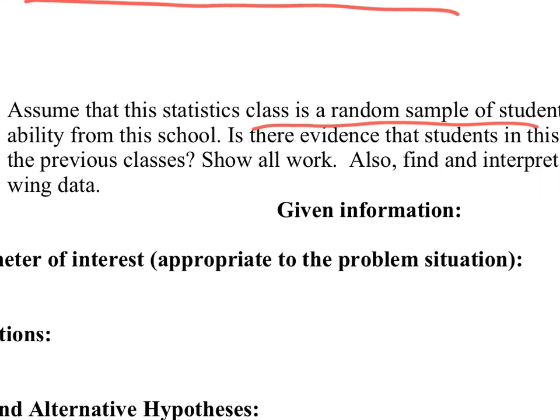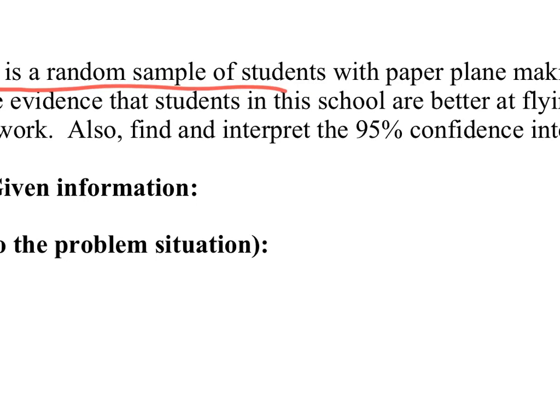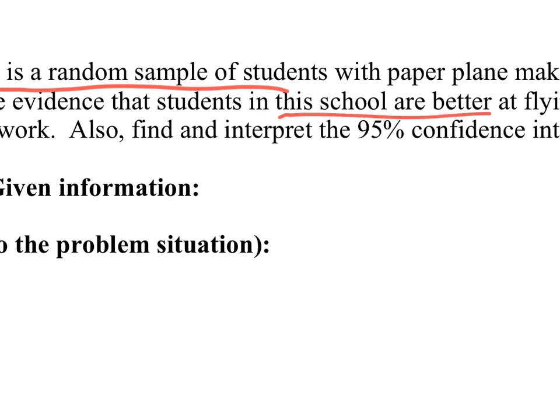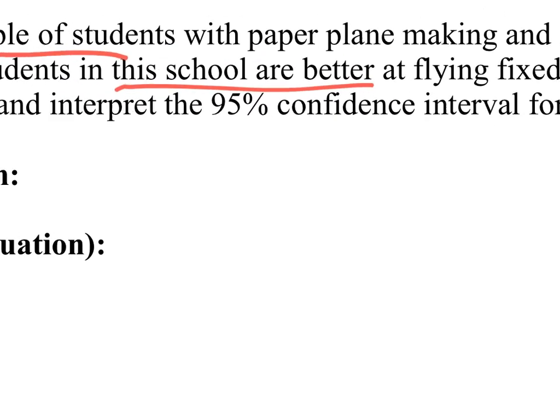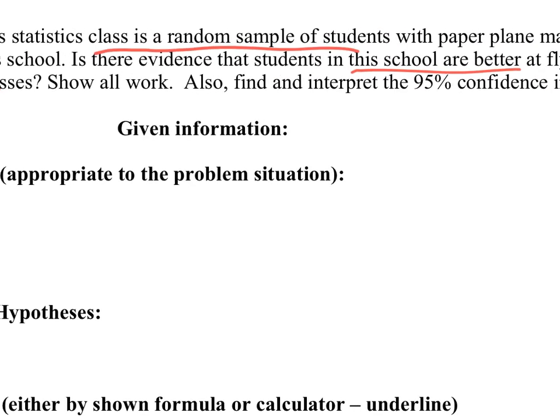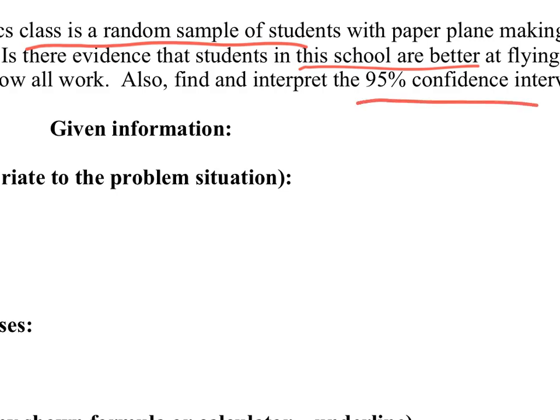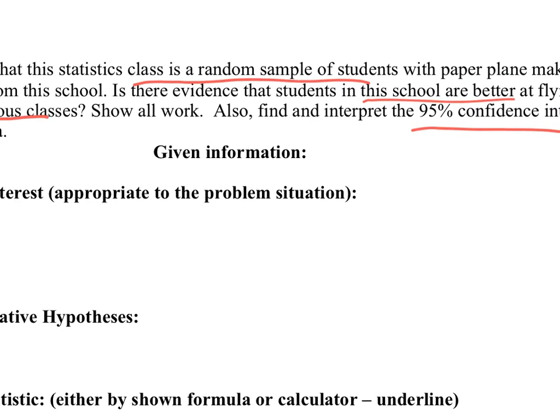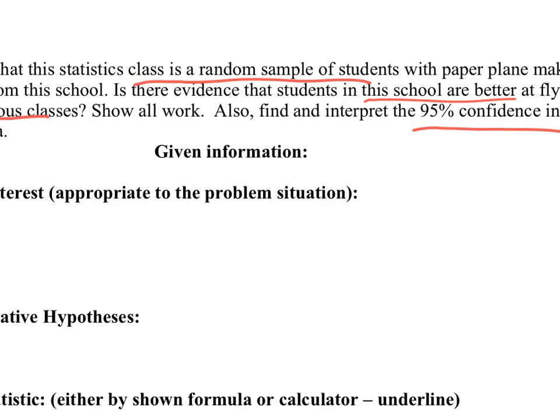Anyway, is there evidence that the students in this school are better at flying fixed planes than the previous class? Remember, his previous classes, he always thinks about 7 feet is the average. Show all your work. Also, find and interpret the 95% confidence interval. So the reason it takes so long to do this, I've got to show you how to use that T-table, because I'm not using a calculator.